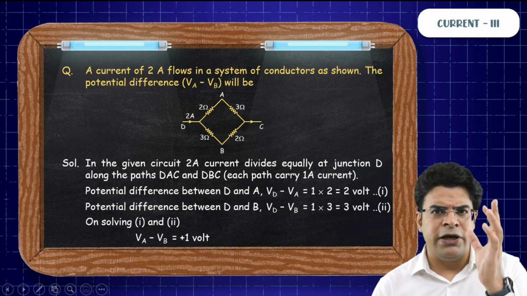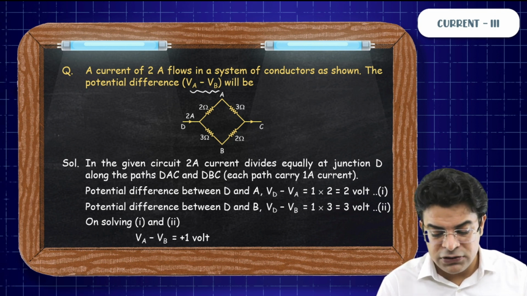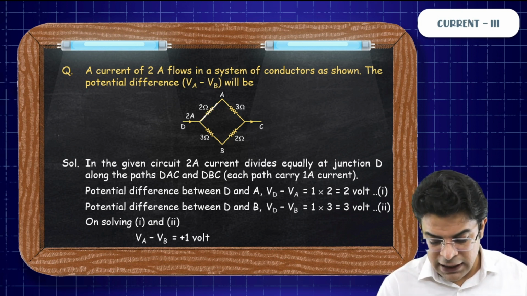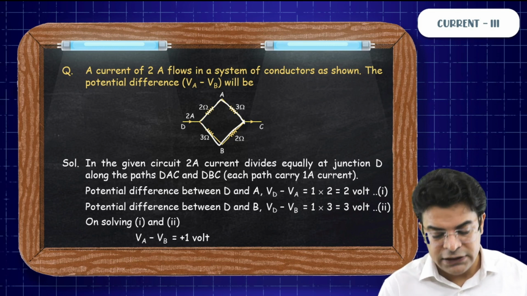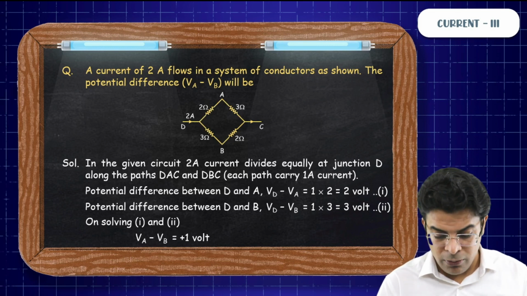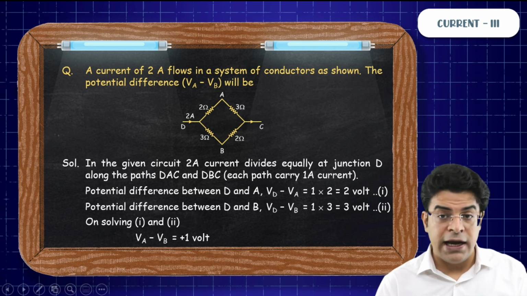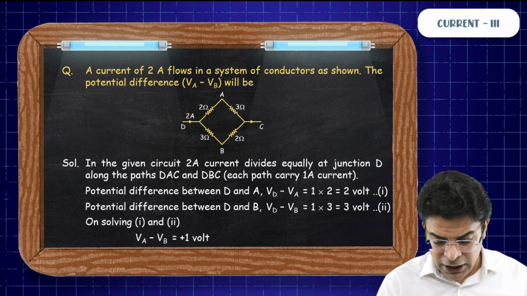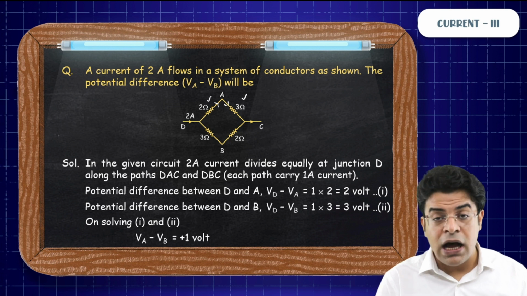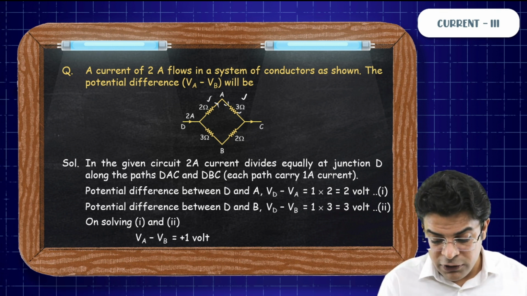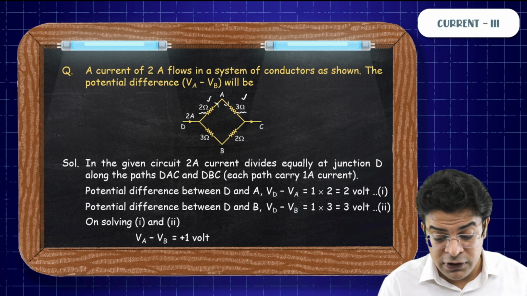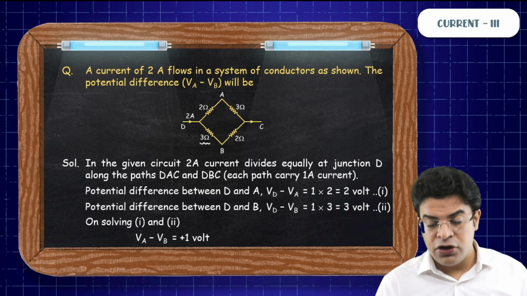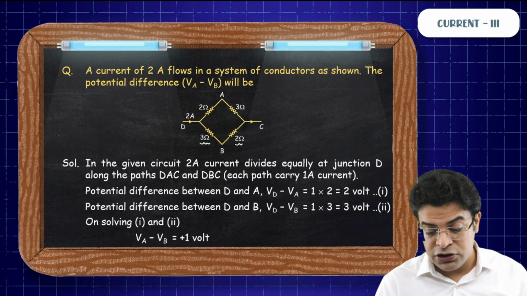Even without raising the pen, I could have said that VA minus VB is going to be positive. Sir, why? Think of it this way. The net potential drop in both the parallel lines has to be the same. The net potential drop across this 2 ohm and 3 ohm combination and across this 3 ohm and 2 ohm combination has to be the same. Now, in the upper line, since 2 and 3 are in series, more potential drop will take place across 3 and less potential drop will take place across 2. And in the lower line, more potential drop will take place across 3 and less potential drop across 2.